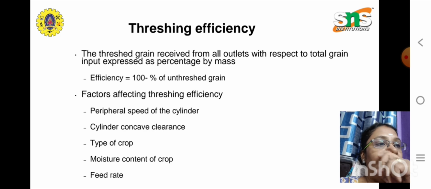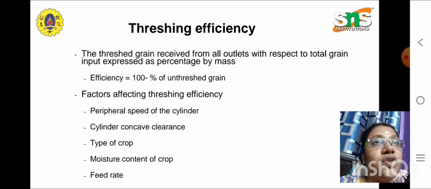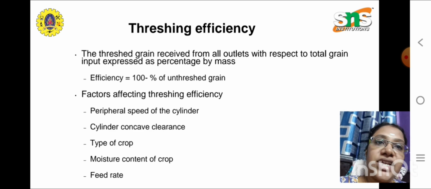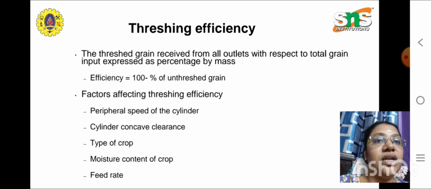After this we have to check the efficiency of the threshing. How much of the grain is being threshed? We calculate it from the threshed grain received from all the outlets with respect to the total grain input, expressed by mass. Efficiency is equal to 100 minus the percentage of unthreshed grain.